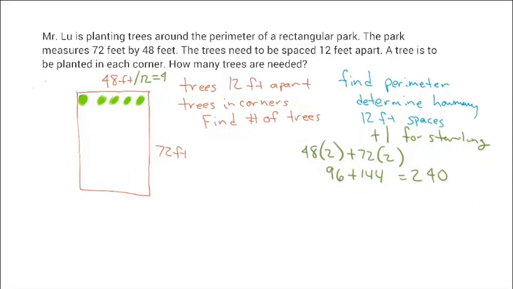Okay? And if I use this thought process, divide it by 12, that's going to tell me I need 20 trees. But I need to take into account the first one I had, which is 21. Now, if you couldn't figure that out by yourself, what you could do is just do what I did right here. I need 5 on the top. I need 5 on the bottom.